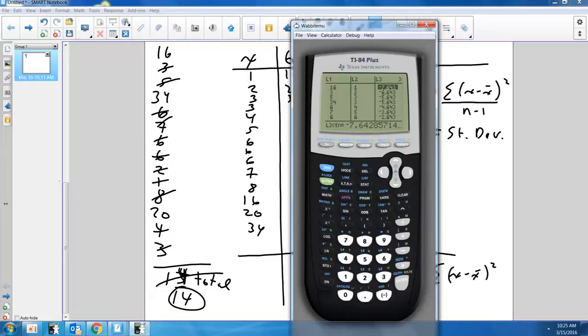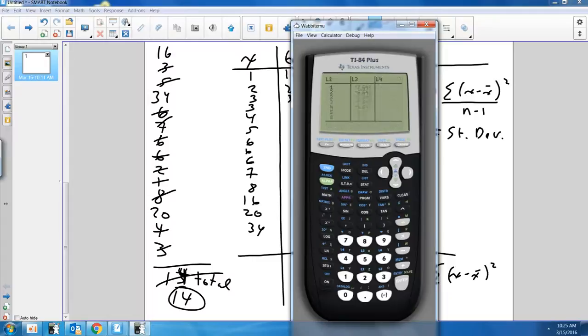Some are negative, some are positive. In fact, if you added up all those numbers in that column, you're going to end up with 0, because it's how far all the numbers are away from the mean. Some are negative, some are positive. It's going to add up. But we don't want that to be 0. That's why we have to square it. And that's what this part is.